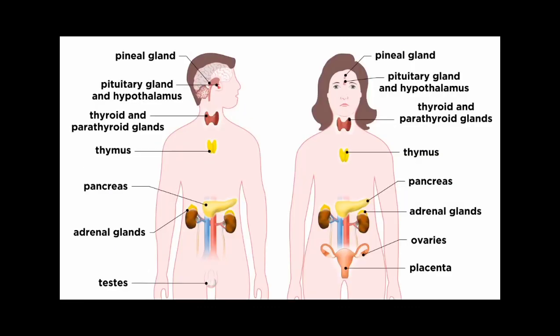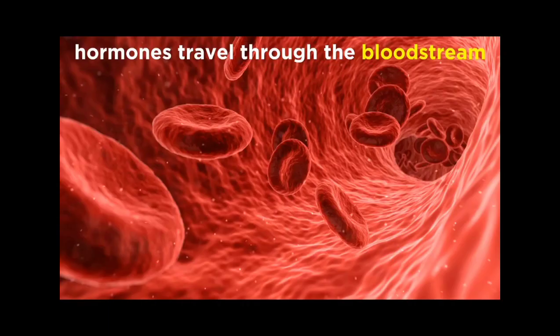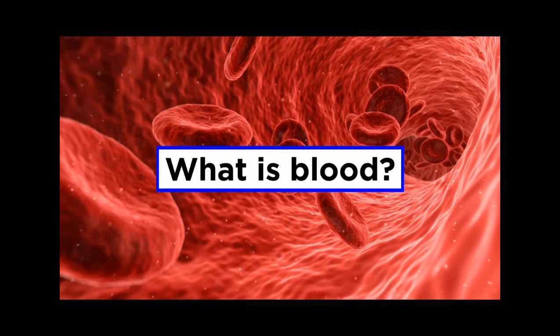And with that, we have completed a basic introduction to the endocrine system and all the glands and hormones that are part of it. This remarkable system of communication is critical for human development, and our bodily functions depend on the ability of hormones to travel everywhere they need to go. As we said, hormones travel through the bloodstream, but what is blood exactly, and how does blood circulate around the body?